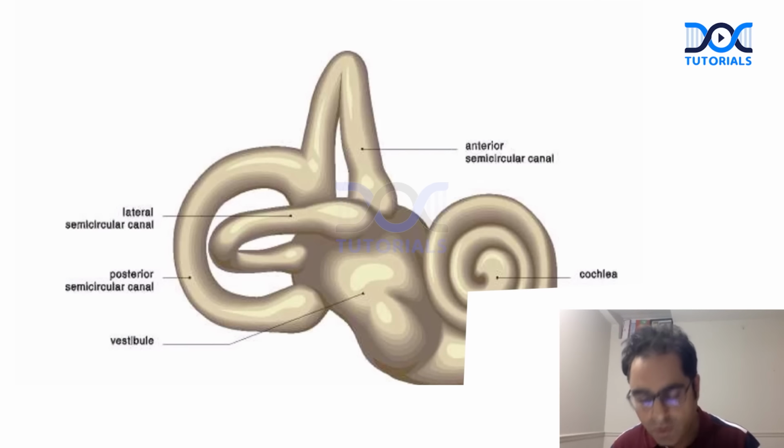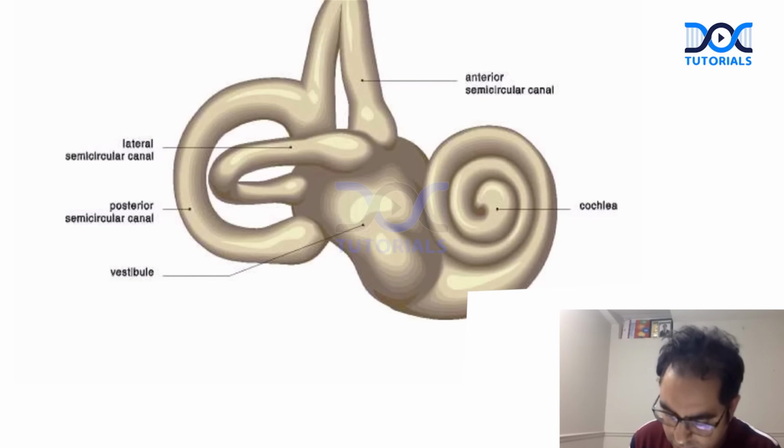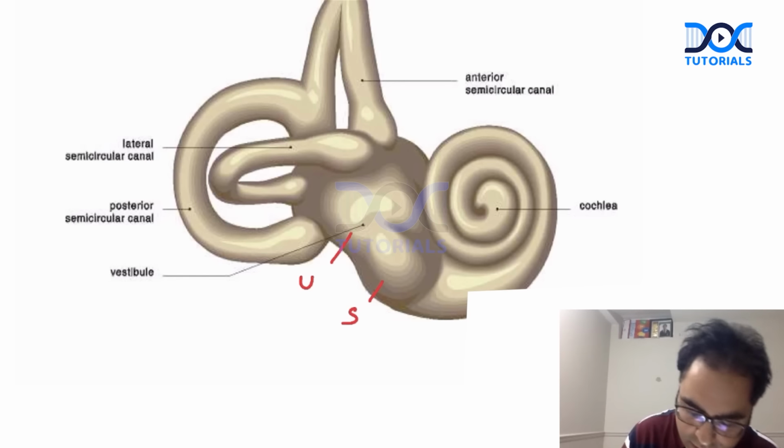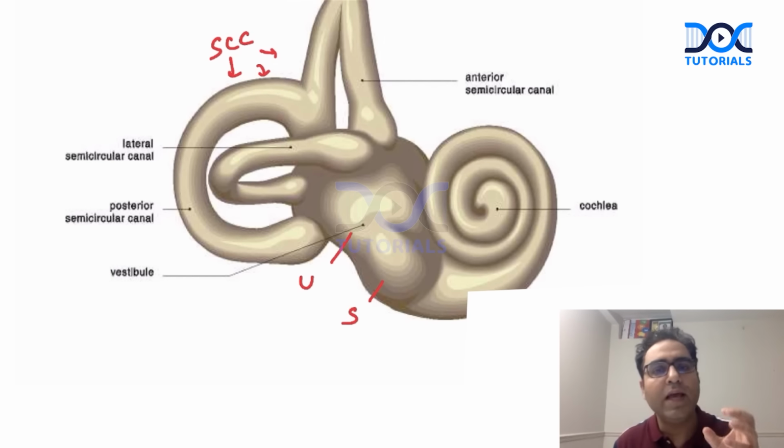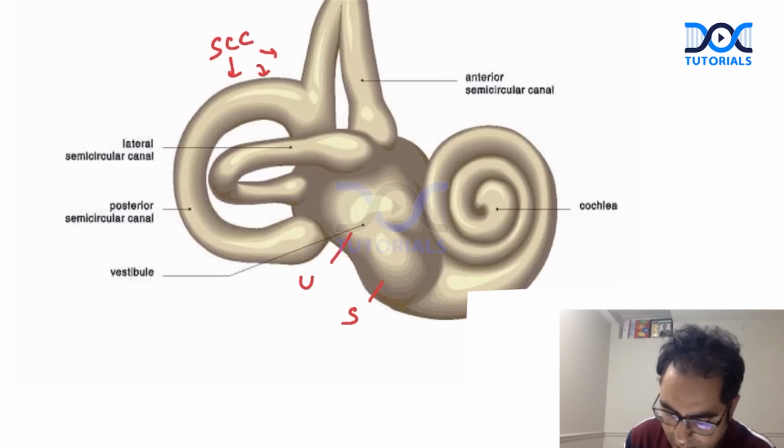Now, let's talk about the other part of the inner ear. Please see, as you now know, this is S. What is S? Saccule. What is U? Utricle. Saccule and utricle are meant for linear balance. And these are the three semicircular canals. They are meant for angular balance.